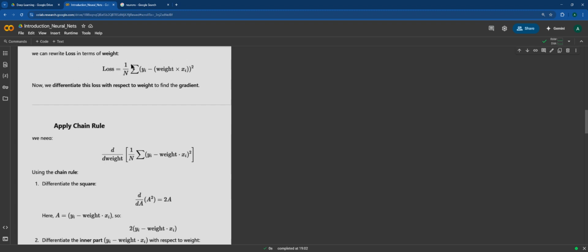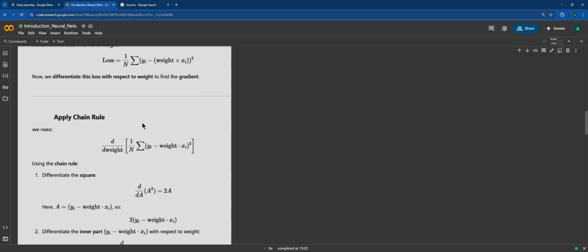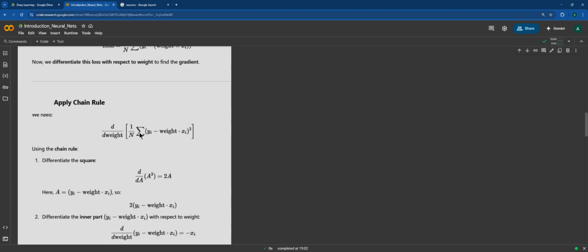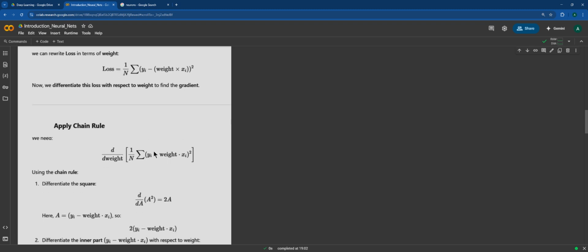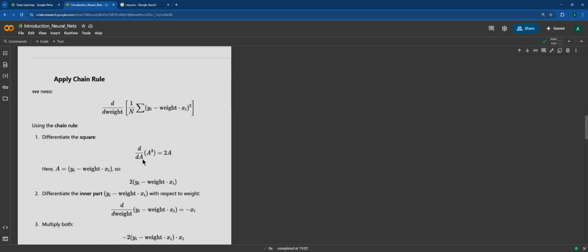Now the concept of chain rule: we are doing a derivative of this function, this loss, with respect to the weight. We are doing a derivative of this, yeah? And what do we get? If we consider this whole thing as A, yeah, applying chain rule. And if you don't know what chain rule is, you need to go and find out, yeah? So if you apply chain rule to find the derivative of loss with respect to weight, okay? So first, we consider this whole thing as A squared. So dA squared divided by dA equals 2A, okay?